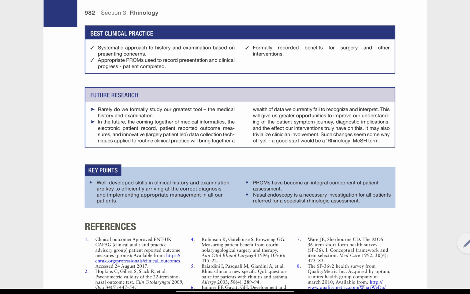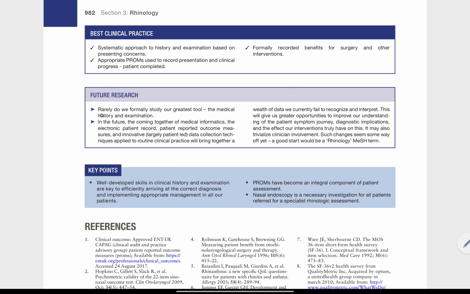Best clinical practice: a systematic approach to history and examination based on presenting concerns, with appropriate PROMs used to record presentation and clinical progress, patient-completed, formally recording the benefits of surgery and other interventions.